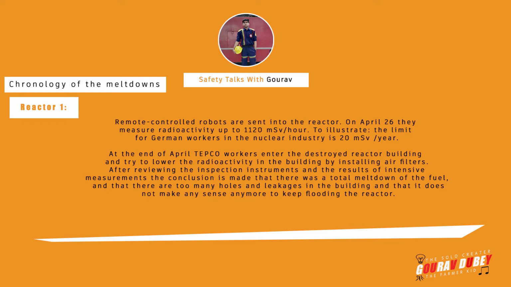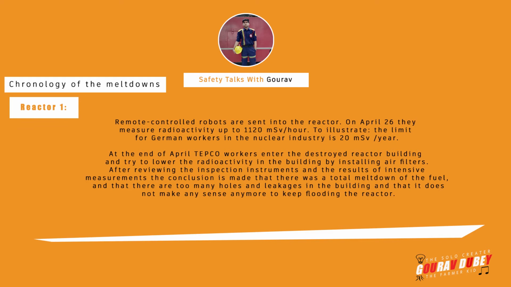Move on to the chronology of meltdowns in reactor 1. Remote controlled robots are sent into the reactor on April 26. They measure radioactivity up to 1120 mSv per hour. To illustrate, the limit for German workers in the nuclear industry is 20 mSv per year.